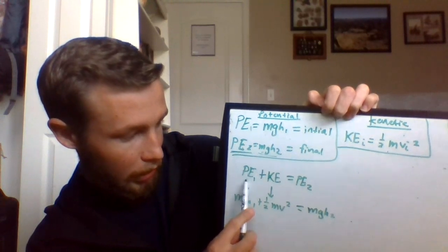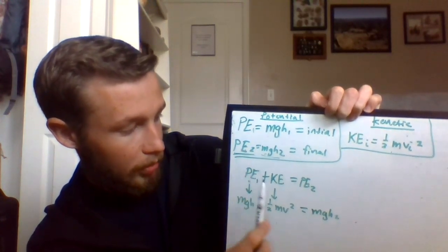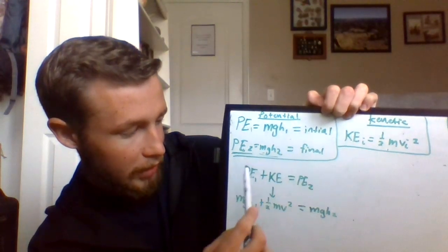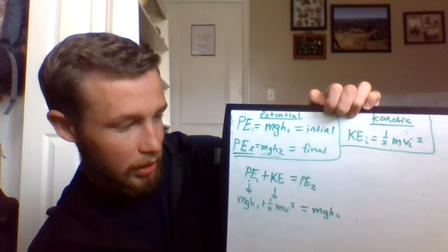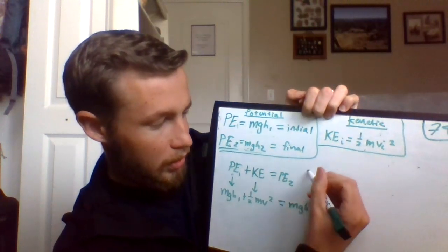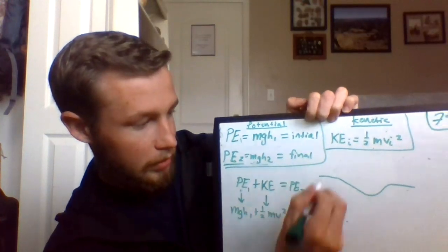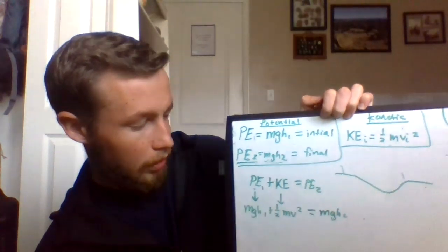And we know that the potential energy at the initial placement plus the kinetic energy going down the hill equals the potential energy where it comes to rest, if we have the slider doing something like this, ending on the same height.